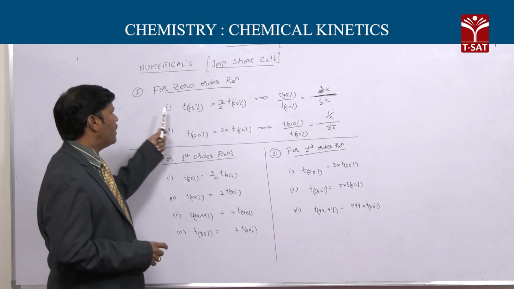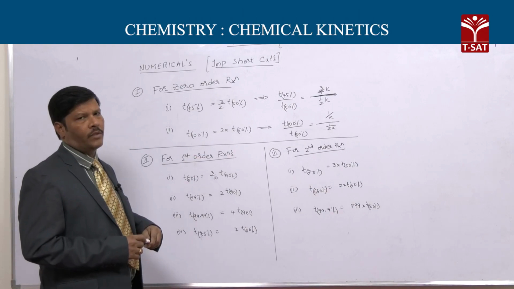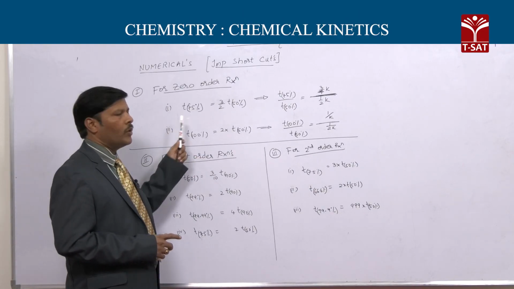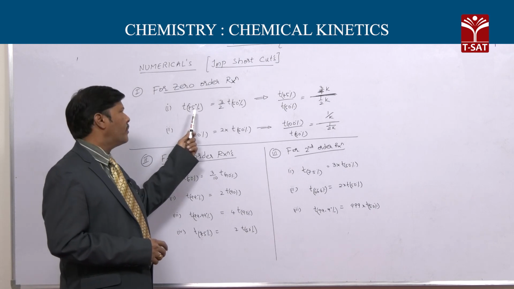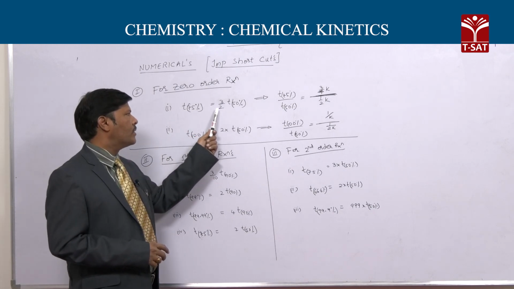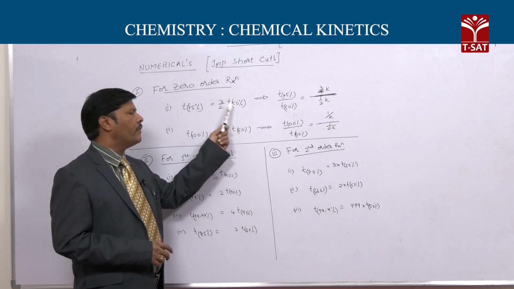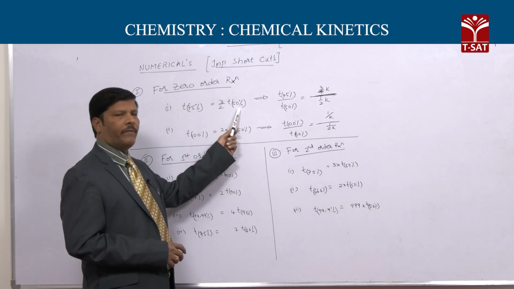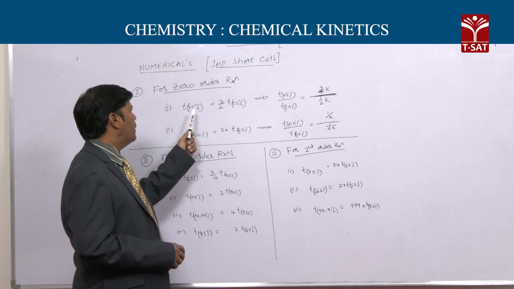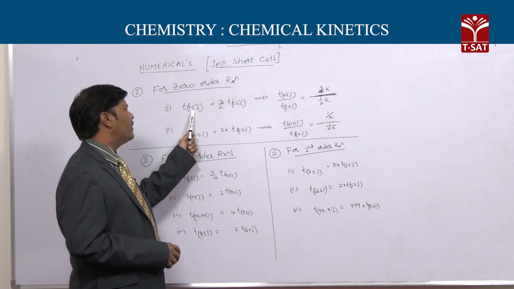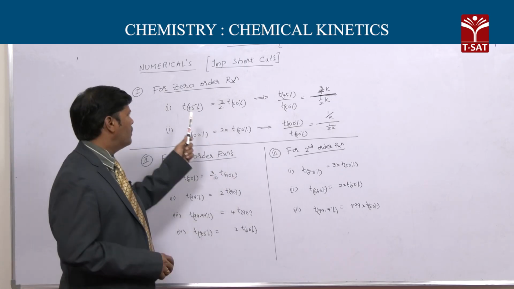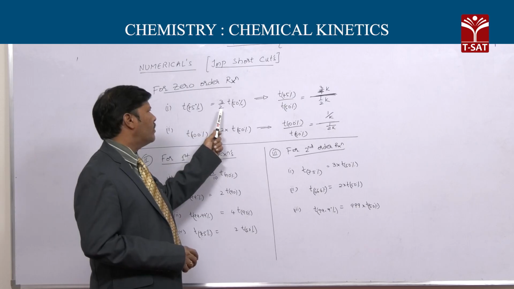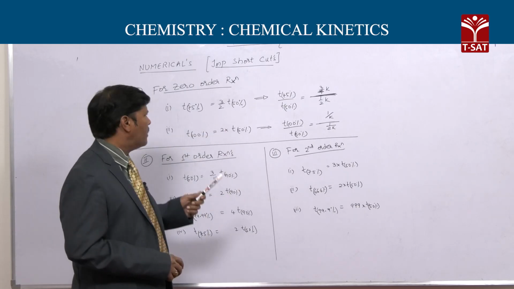In that scenario, there are two important relationships you have to remember in terms of zero order reaction. In zero order reaction, always T75% is equal to 3 by 2 into T50%. T50% is nothing but the half-life of zero order, and T75% means 3/4 of the reactant has been converted into product. So based on that, T75% is equal to 3 by 2 of the half-life of the zero order.